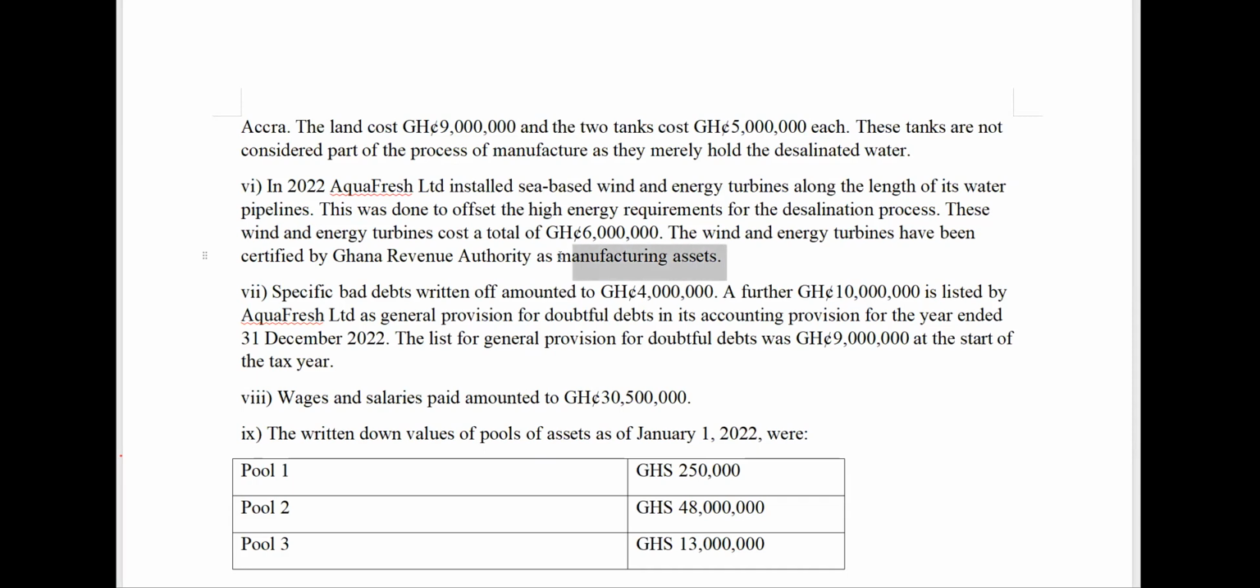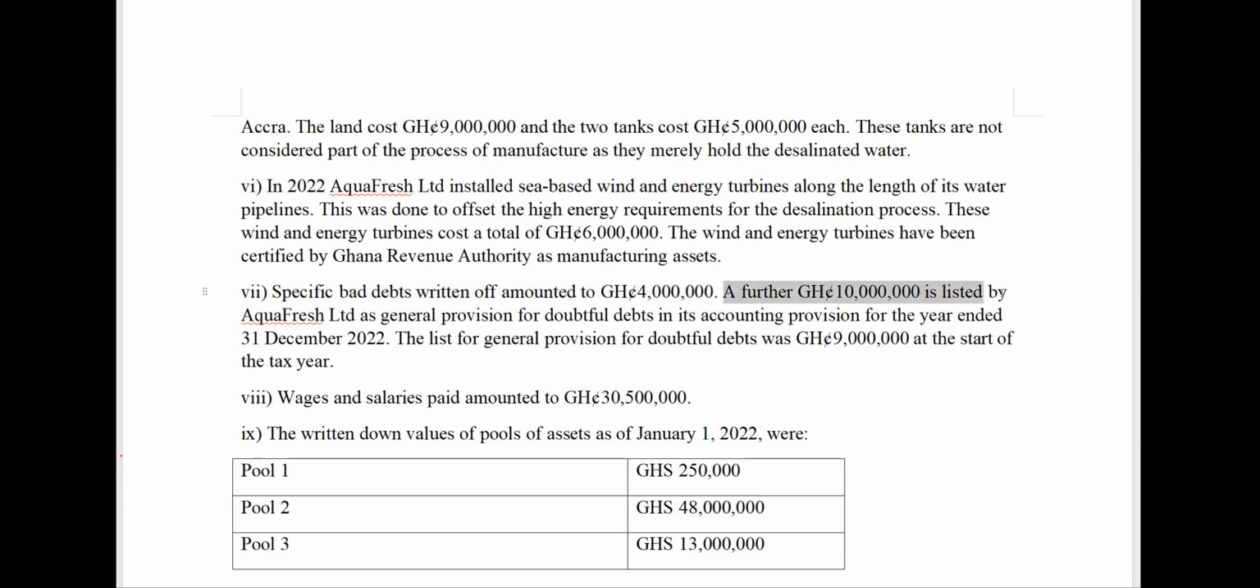So pool what? Manufacturing asset, what pool? Pool 2, thank you. Specific bad debt rating of amount to 4 million. Allowed or disallowed? We have to check, right? But you have to check. Specific.